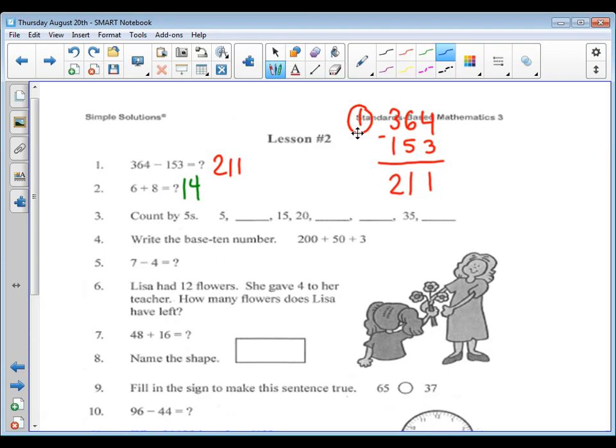Color change. We are skip counting by 5s, and we need to fill in the blank. 5, 10, 15, 20, 25, 30, 35, 40.